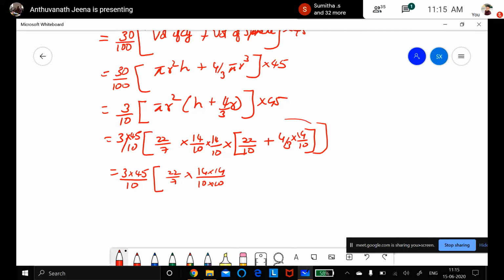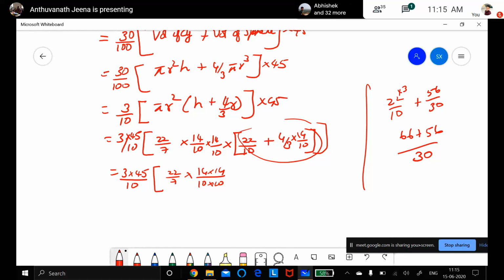Now we'll do this part, children, in the rough column. 22 by 10 plus 4 into 14 is 56, so 56 by 30. Now take the LCM of 30: 3 should be multiplied here, 66 plus 56. So what is the answer? 122 by 30 will come. So straight away I write here 122 by 30. Am I right? Yes, ma'am.